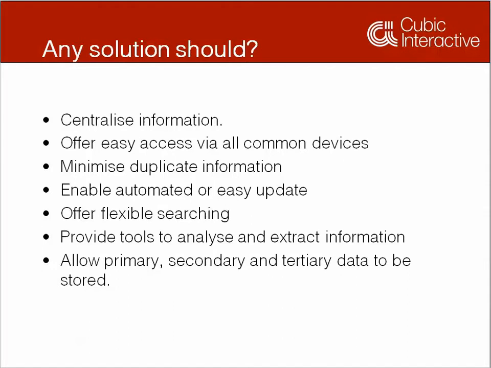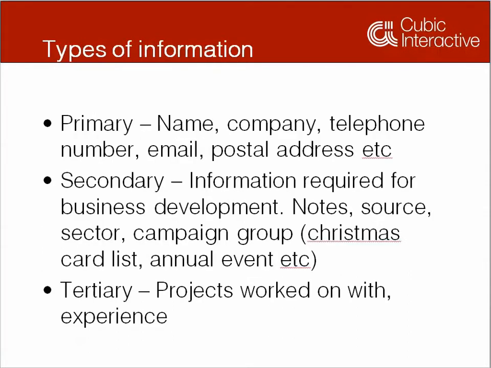And what I mean by this is we've categorized three types of information. So primary is things like name, company, telephone number, email. So sort of the basics of any contact database. Secondary is information required for business development. So notes, maybe source, sector, the campaign groups, or some method for segmenting that data. And then the third thing, or the tertiary items, are projects worked on with and experience.